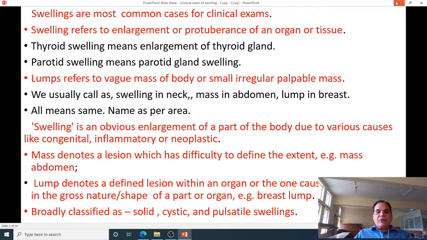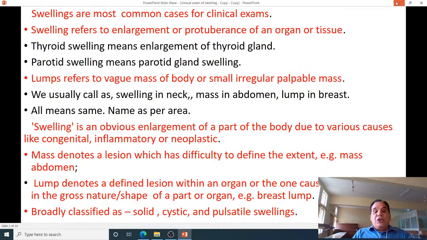So, what is swelling? Swelling is an obvious enlargement of a part of the body which can have different causes. Now we know it is a swelling. So what is our job? It is to find out why this swelling has occurred. And practically there are three categories: congenital, inflammatory and neoplastic. In fact, all these can be clubbed together as different types of reasons. Traumatic also can be added.